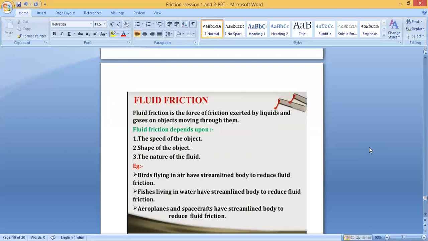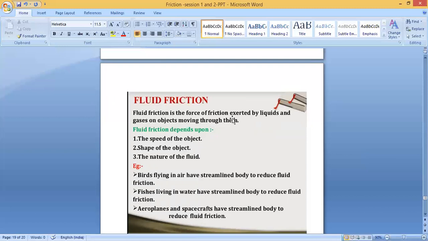Clear? A solid object, like when playing ball, gives friction that we can call dry friction, but here we call it fluid friction, because water and air are known as fluids. Why are they called fluids? They can flow from one place to another, always moving from a higher level to a lower level. If you pour a little water on a table or a higher place, it moves to the lower place, not from the lower place to the higher place. They are known as fluids. Clear? Fluid friction is a force of friction exerted by liquids and gases on objects moving through them. So it is also known as drag friction, as I told.